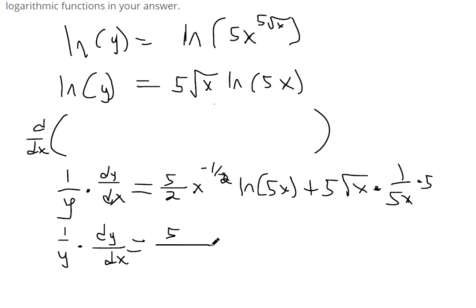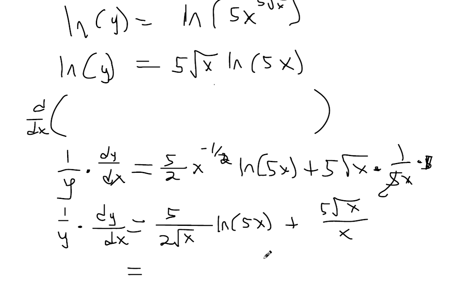We can do 5 over 2 square roots of x, natural log 5x. And then here, we got 5 times, oh wait, these 5s are going to cancel though. So you got 5 square roots of x over x. We can simplify that. You can just say there's a square root of x in the denominator, because this is a 1/2 power divided by something to the first power. The power is subtract to make x to the negative 1/2. So it'd be easier to write it as this.